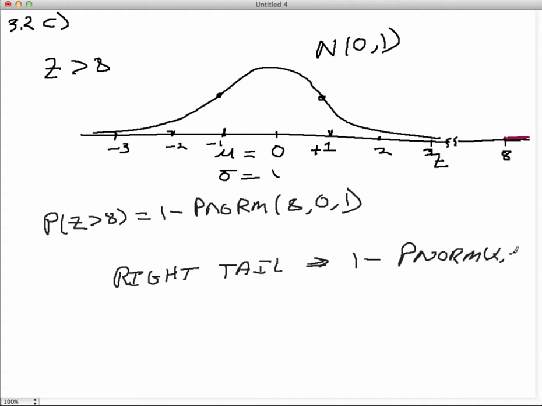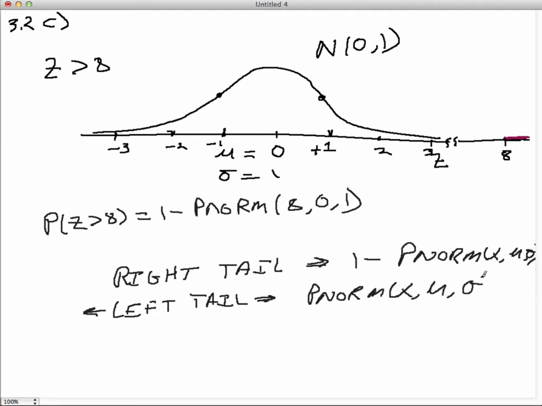And it's going to be x by mu by sigma. If, on the other hand, it is a left tail, then that means the area is over here on the left side, right? So if you got a left tail, then in that case, you just use p norm. You don't do the 1 minus of x by mu by sigma.